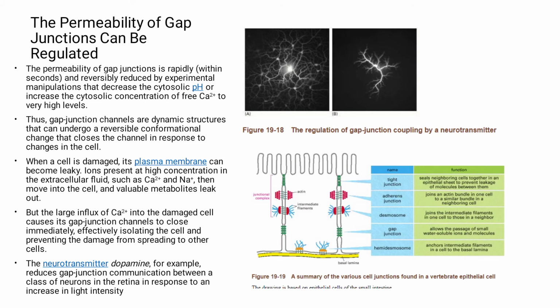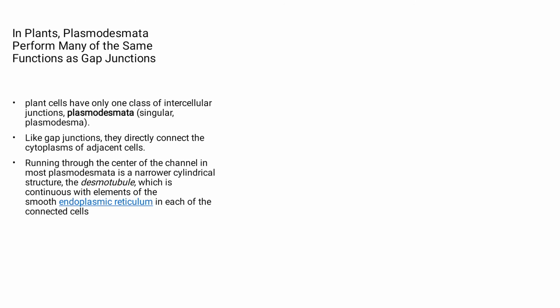In this figure below, figure 19-19, it shows the summary of the various types of junctions formed by vertebrate cells in an epithelium. In plants, plasmodesmata perform many of the same functions as gap junctions. So, the tissues of a plant are organized on different principles from those of an animal. This is because plant cells are imprisoned within rigid cell walls composed of an extracellular matrix rich in cellulose and other polysaccharides, as we discuss later.